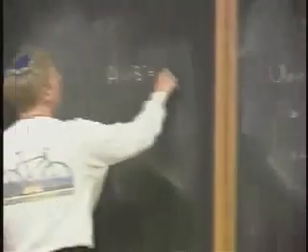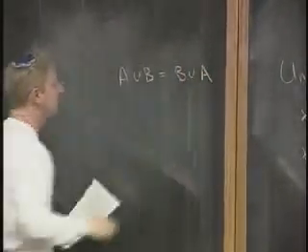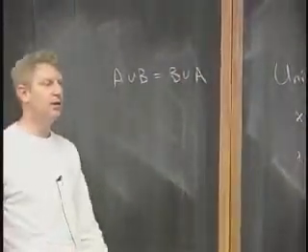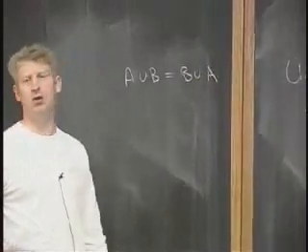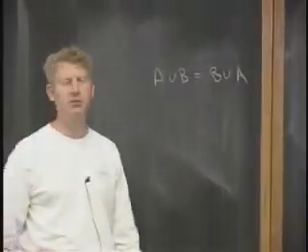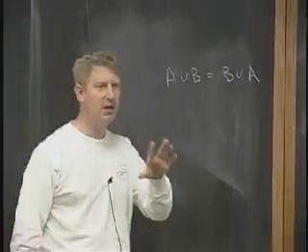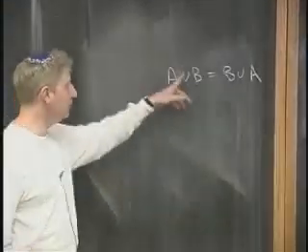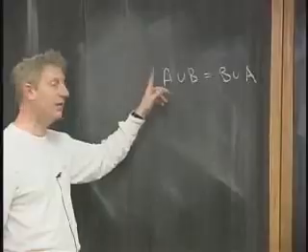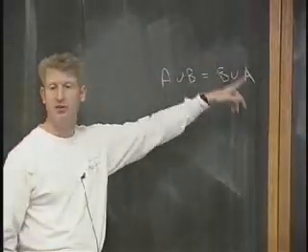A union B equals B union A. It's so transparent that if I asked you to prove it, you'd all give me a groan and go, well, I know it's true, but what do you mean prove it? Here's what I mean by prove it. What does A union B mean? What does it mean to be an element of A union B? What does it mean to be an element of B union A?